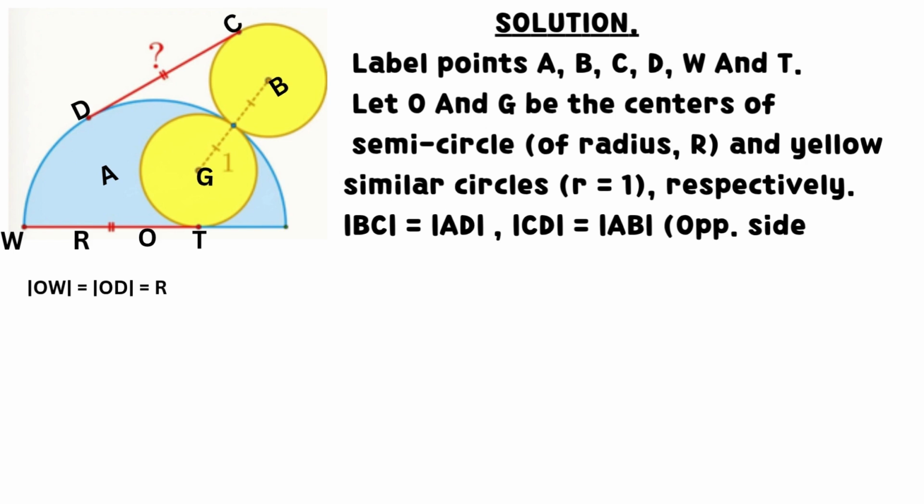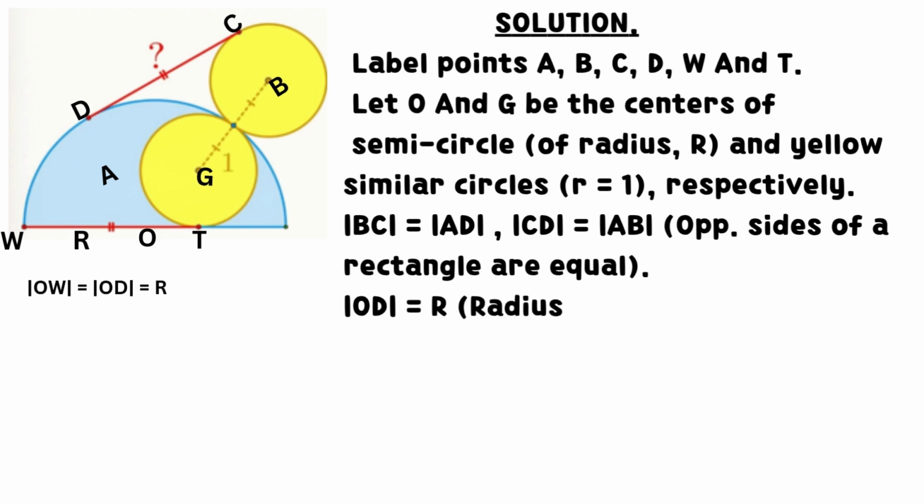Line BC equals line AD, that is equal to line CD, which equals line AB. It is because opposite side lengths of a rectangle are equal. Also, line OD equals R, the radius of the semicircle.